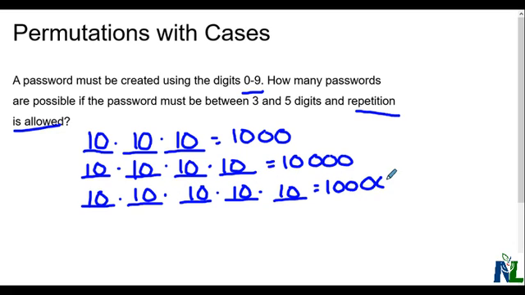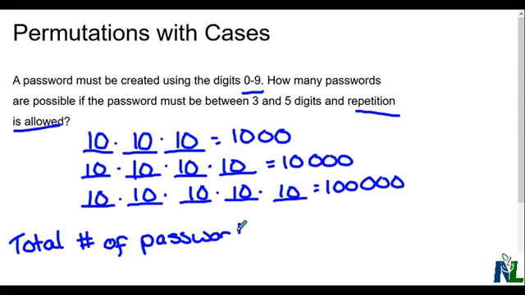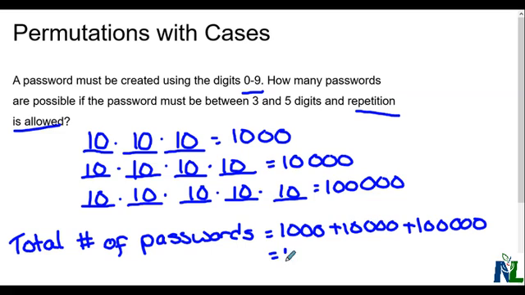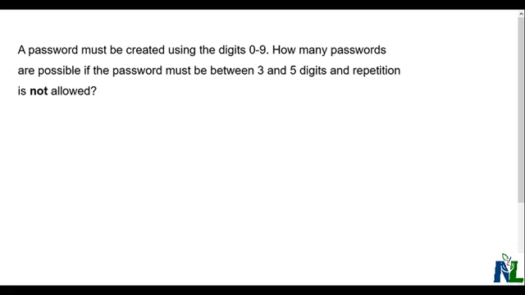So once we have all this done, we need to add all the cases together to find the total number of passwords. So 1,000 plus 10,000 plus 100,000 equals 111,000. Now let's look at a very similar example here.